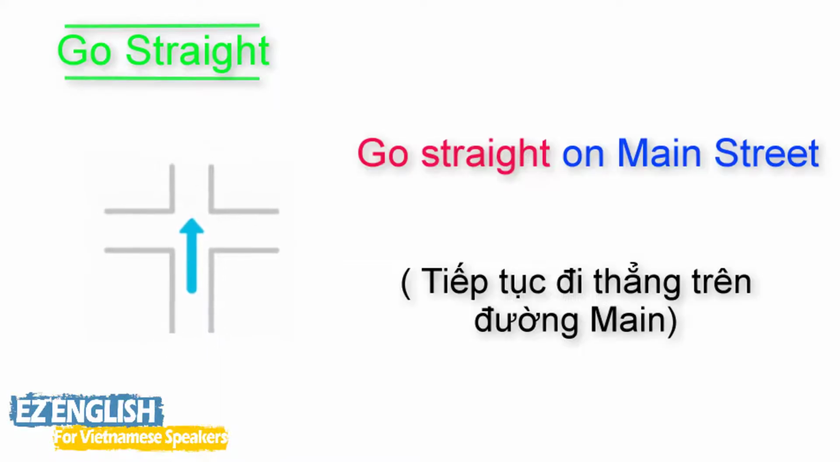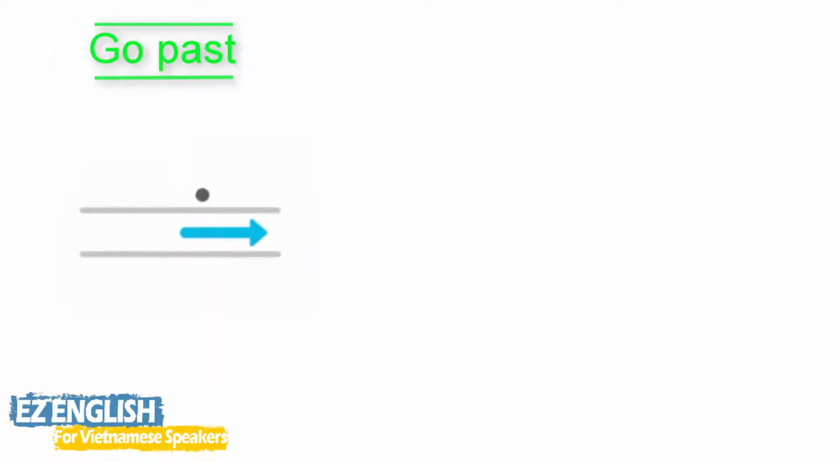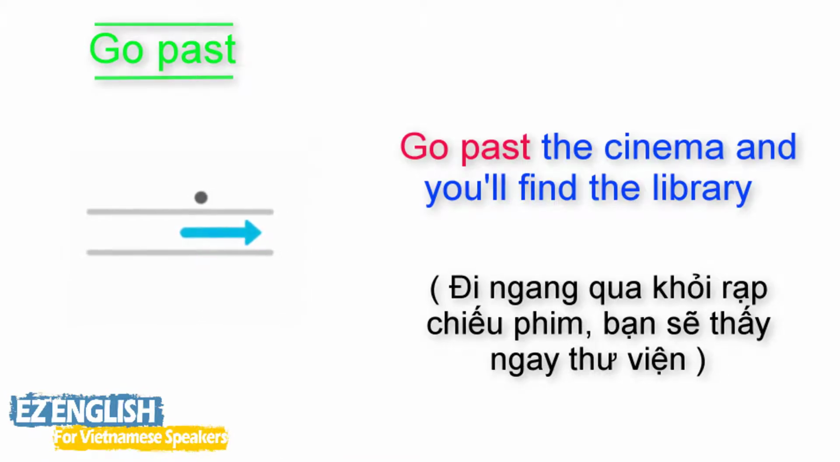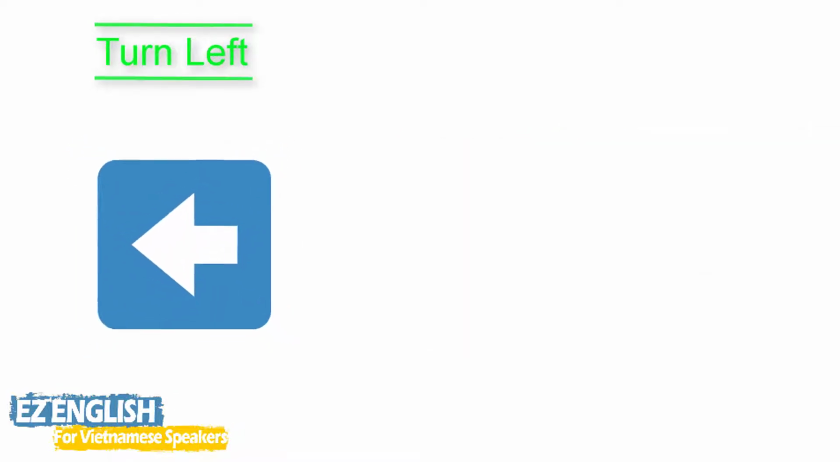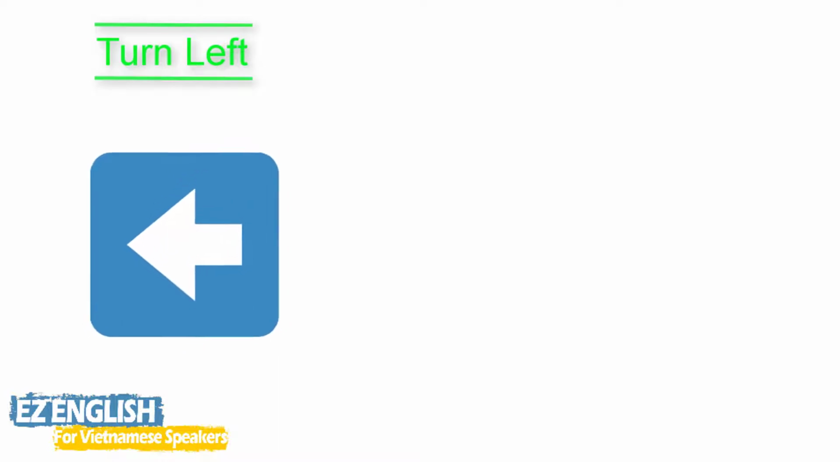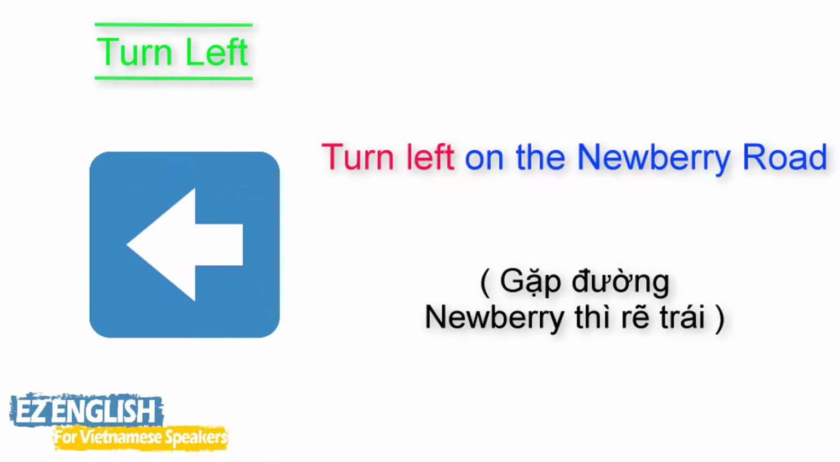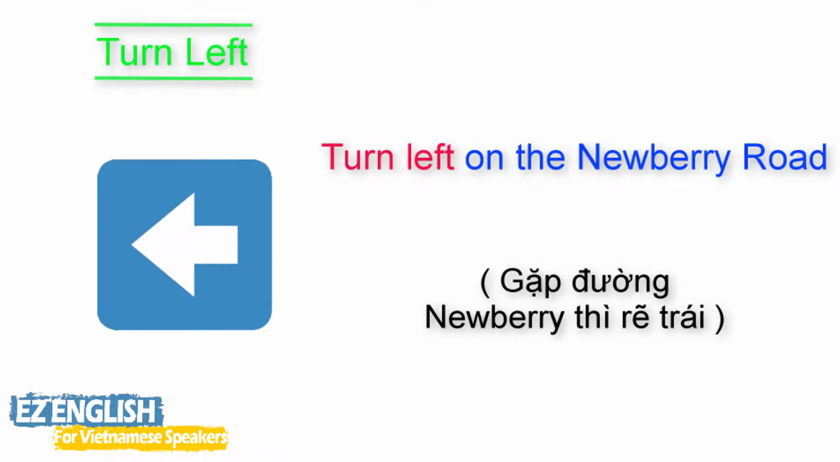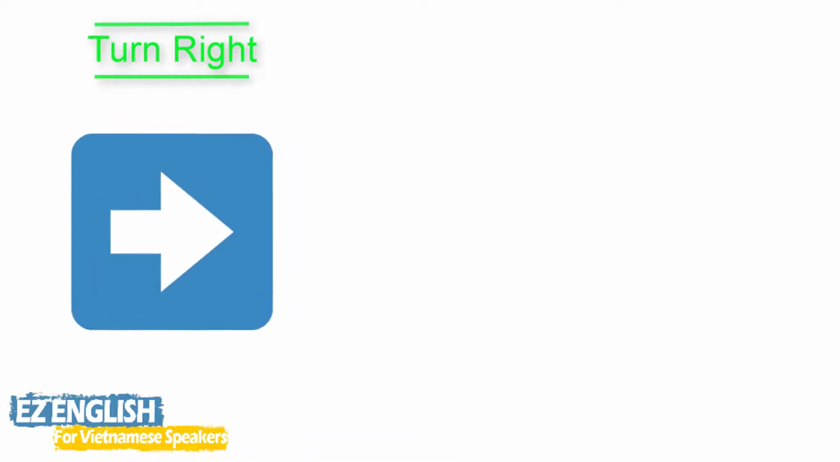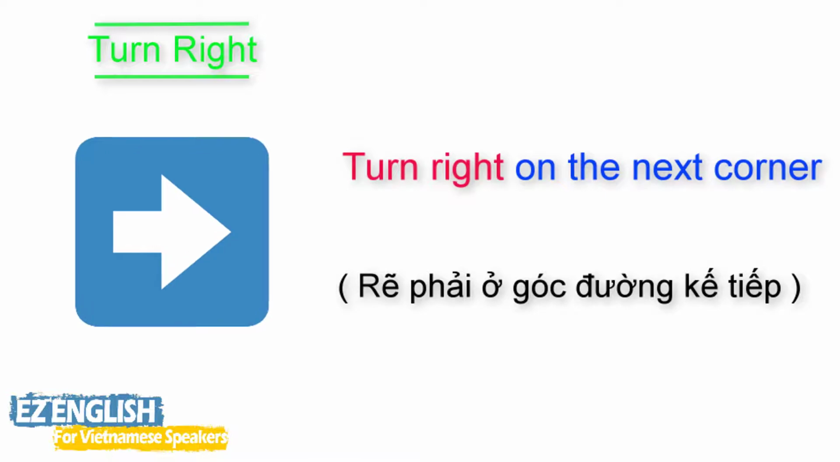Go straight. Go straight on Main Street. Go past. Go past the cinema and you'll find the library. Turn left. Turn left on the Newberry Road. Turn right. Turn right on the next corner.